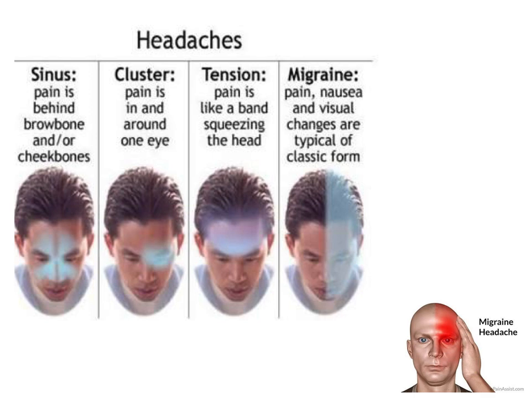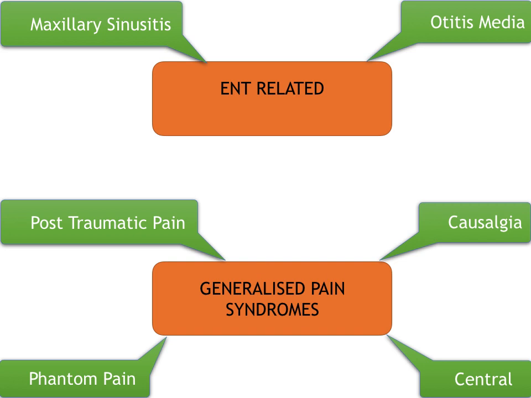Temporal or giant cell arteritis is an inflammatory disorder of the temporal artery characterized by throbbing headache with fever, malaise, and loss of appetite. Management is through administration of systemic corticosteroids. Sinus pain is referred pain from the maxillary sinus characterized by moderate to severe pain over the frontal sinus or maxillary sinus region. Other ENT related causes are otitis media. Generalized pain syndrome includes post-traumatic pain, causalgia, phantom pain, and central pain.